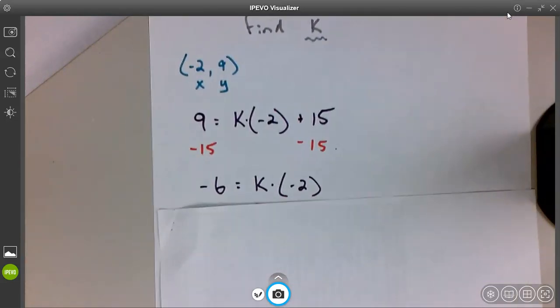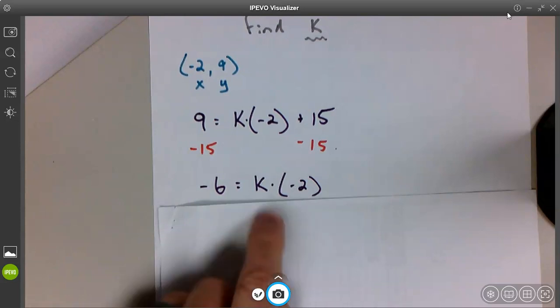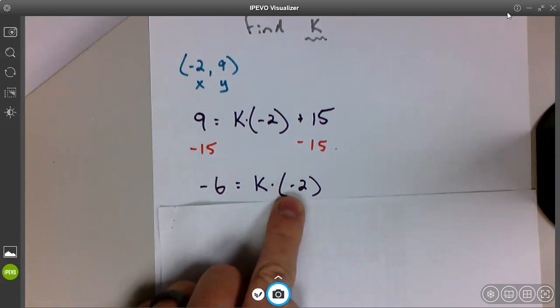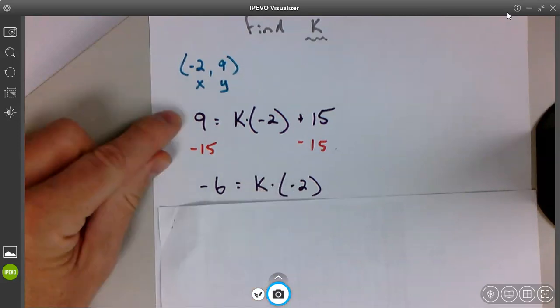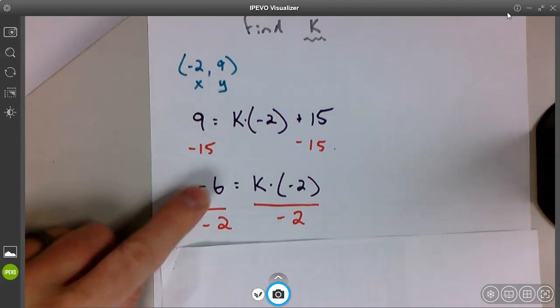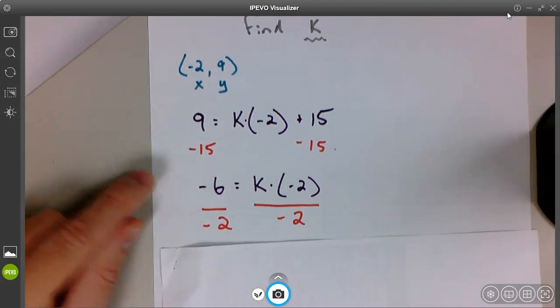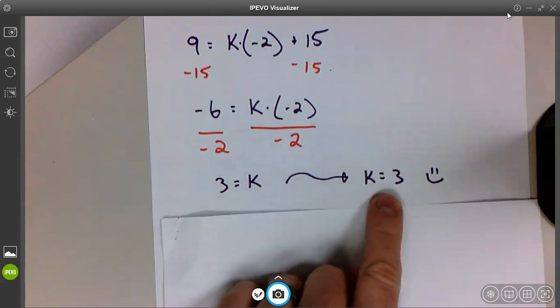Next, to get k by itself, I'm not going to add 2. Some students see a minus 2 and instantly think I need to add 2. No, this is actually multiplying by a negative 2. So if I'm going to undo a multiply by negative 2, the opposite of multiply is divide by negative 2. Divide both sides by negative 2. I have negative 6 divided by negative 2. That is a positive 3. And we're dancing. That's what k is. K is by itself. 3 equals k, so k equals 3. That was the whole point of this: to find that one unknown variable that we don't know.